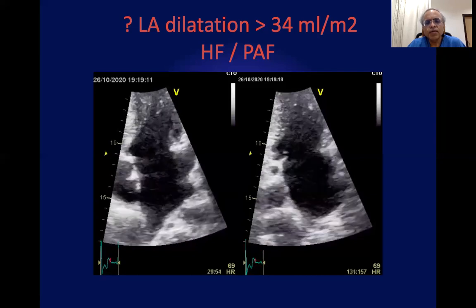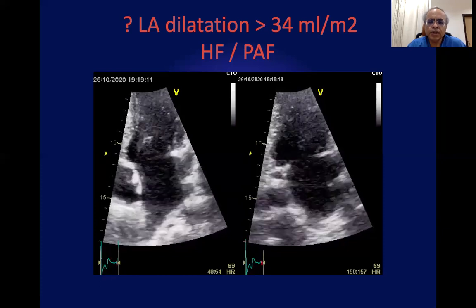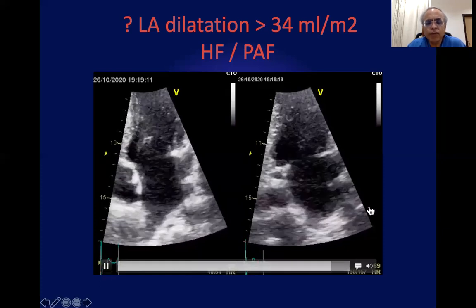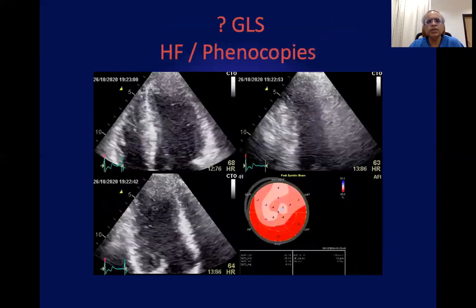Now, paroxysmal atrial fibrillation is not well appreciated in patients with hypertrophic cardiomyopathy, and it is one of the very major risk factors for developing cardioembolic stroke in these patients.